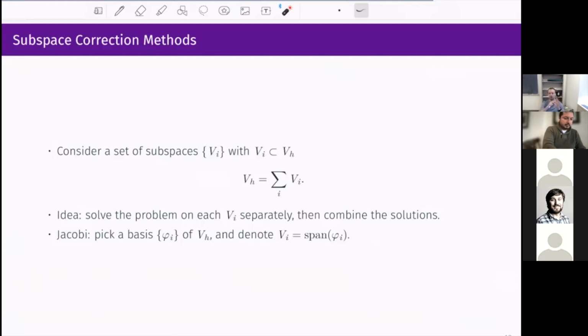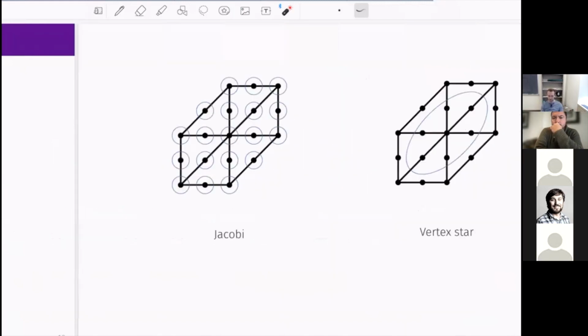And just as an example, the standard Jacobi smoothing that many of us know would just correspond to: you pick a basis for a space V_H, like one basis function associated to each of the degrees of freedom in your mesh. And then each space V_i is just the span of this single basis function, right? It's kind of a trivial example. Each subspace is only one-dimensional, but it's just to show you that the standard Jacobi method can be written in this framework. We're going to use different subspaces.